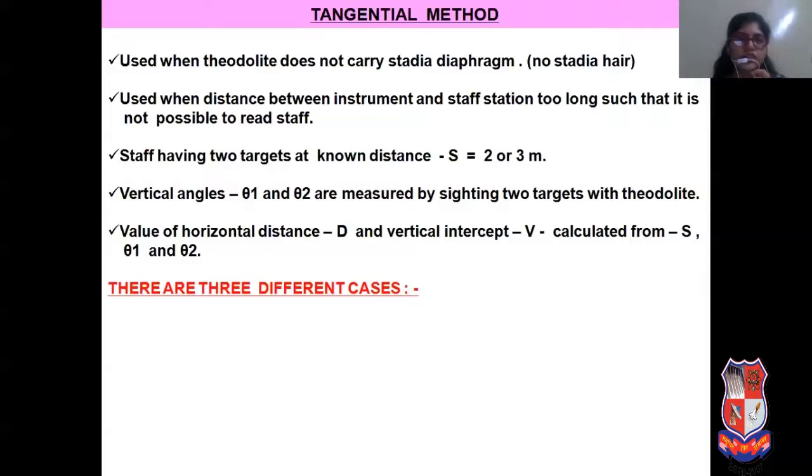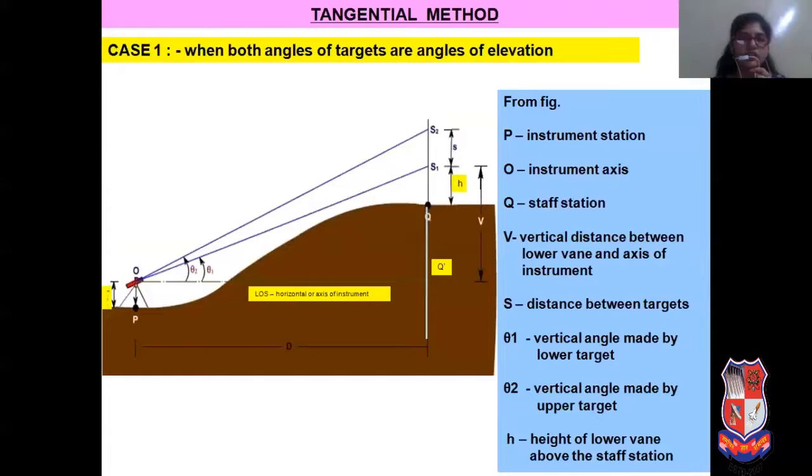The tangential method is used when the theodolite does not carry a stadia diaphragm, and when the distance between the instrument and the staff station is so long that it is not possible to read the staff. The staff has two targets at a known distance S, which will be 2 or 3 meters. Vertical angles theta 1 and theta 2 are measured by sighting the two targets with the theodolite. The values of horizontal distance D and vertical intercept V are calculated from the staff intercept and theta 1 and theta 2. So there are three cases in the tangential method.